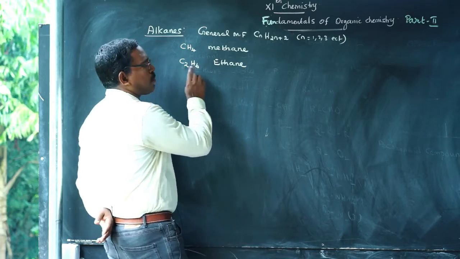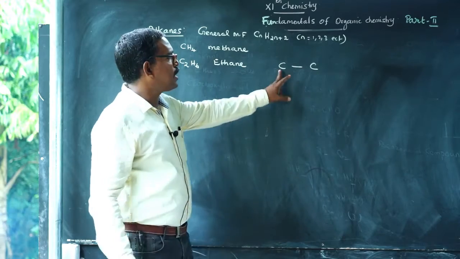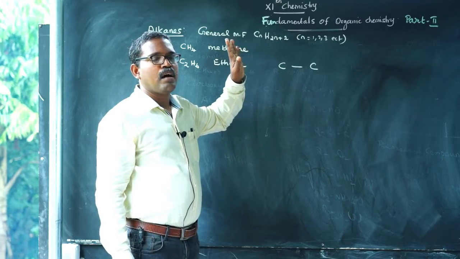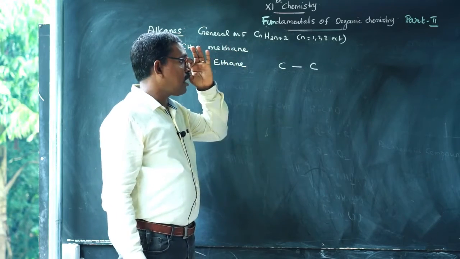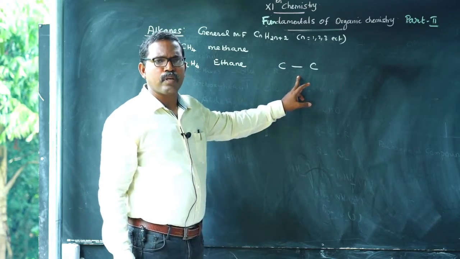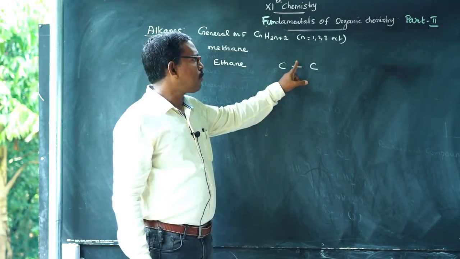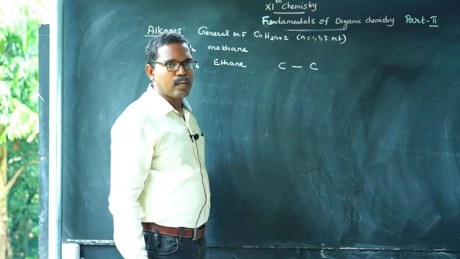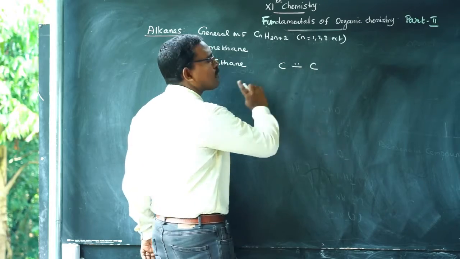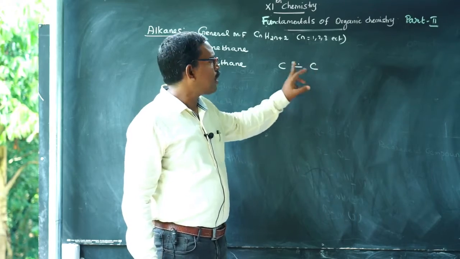It consists of 2 carbon atoms, therefore it is written like this: carbon, single bond, carbon, because alkanes are saturated organic compounds. Saturated means the compounds consist of only carbon-carbon single bonds. You must know this bond carries 2 electrons. These 2 electrons are mutually shared by these 2 carbon atoms.